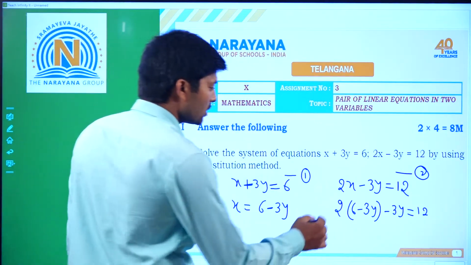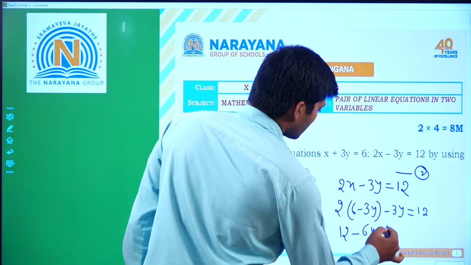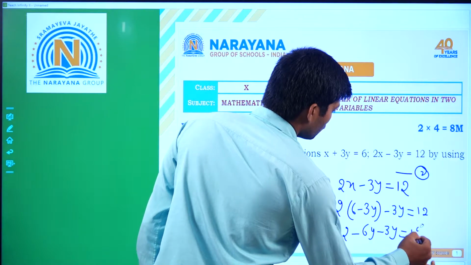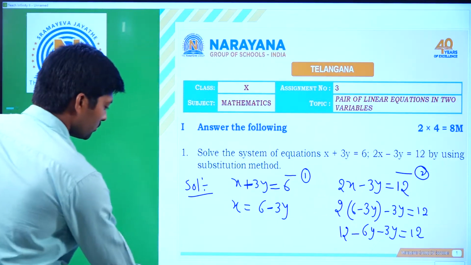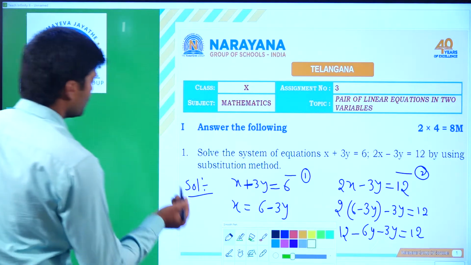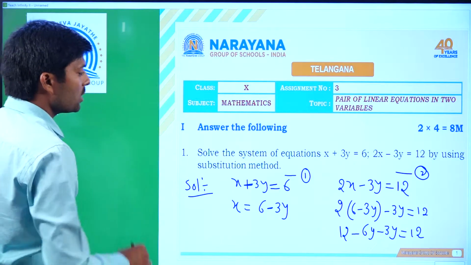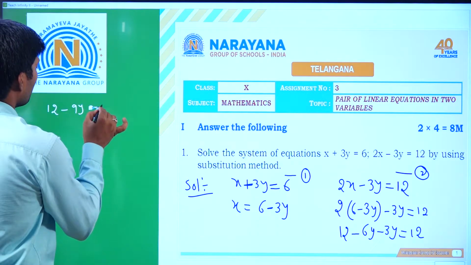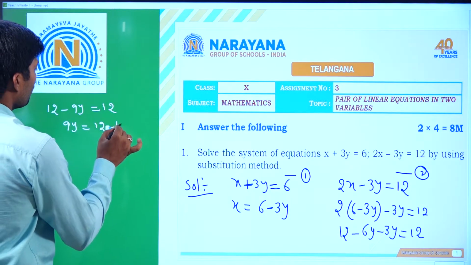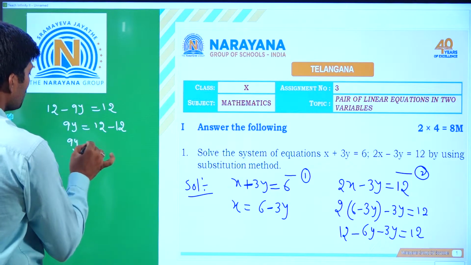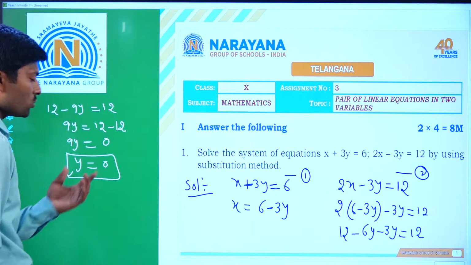Let us simplify this. 6 2s are 12 minus 6y minus 3y is equal to 12. So, that is 12 minus 6y minus 3y, 9y is equal to 12. From this, 9y is equal to 12 minus 12, which will become 0. So, 9y is equal to 0, y is equal to 0. So, one solution is 0.